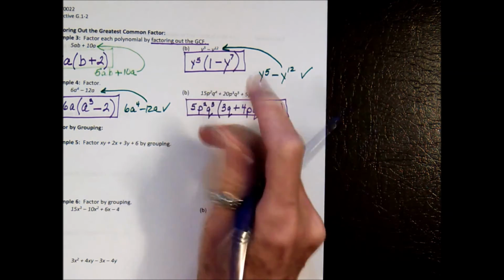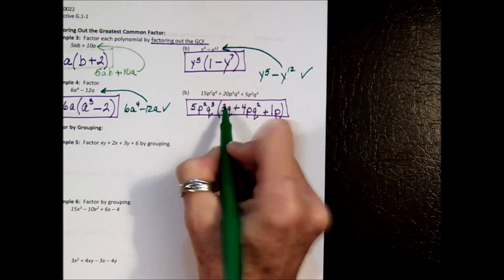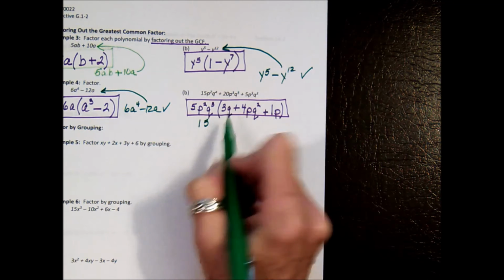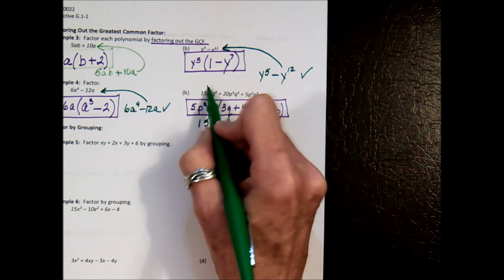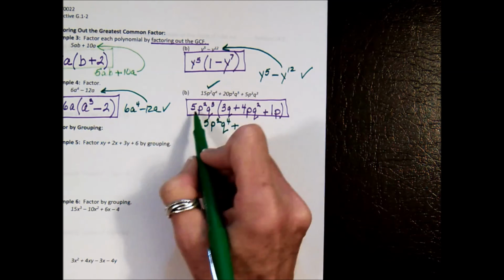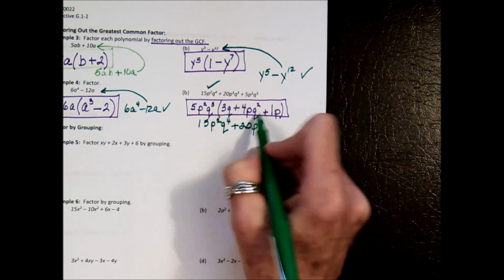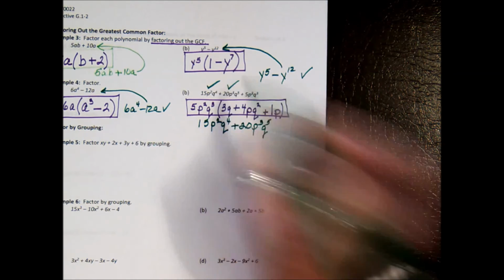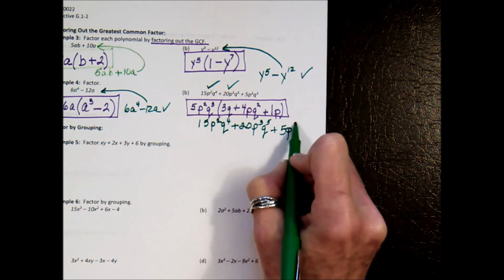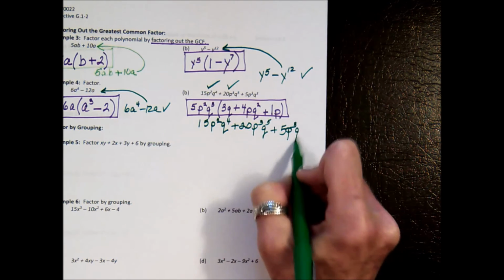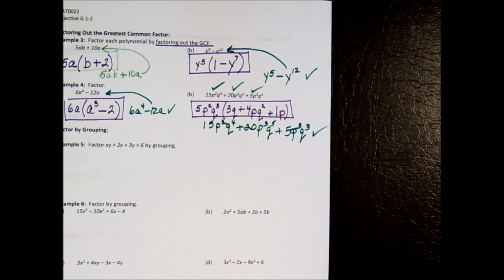Let's check it in green by distributing back. So 5 times 3, 15, P squared, and Q cubed times Q is Q to the 4th. So the first term checks. Distribute 5 times 4. P squared P makes P cubed. Q cubed Q squared makes Q to the 5th. The second term checks. 5 times 1 is 5. P squared P makes P cubed. Q cubed times nothing is Q cubed. And the third term checks. So it checks because when I distribute back, I get what I started.